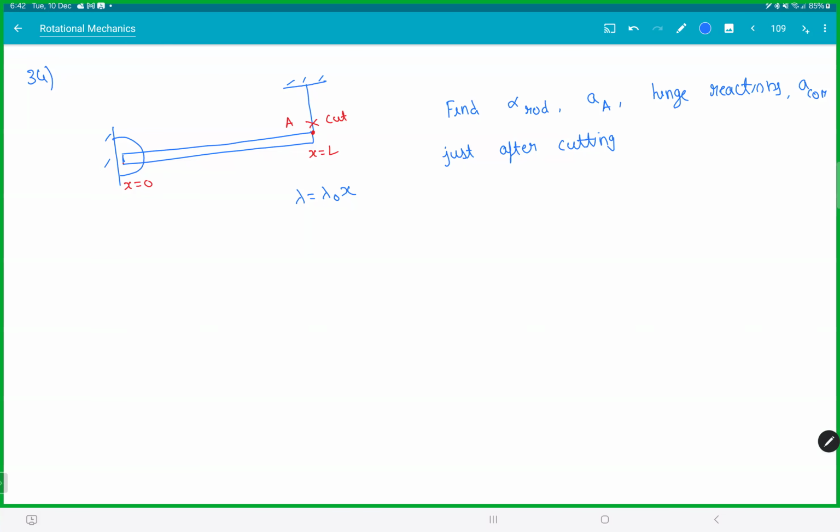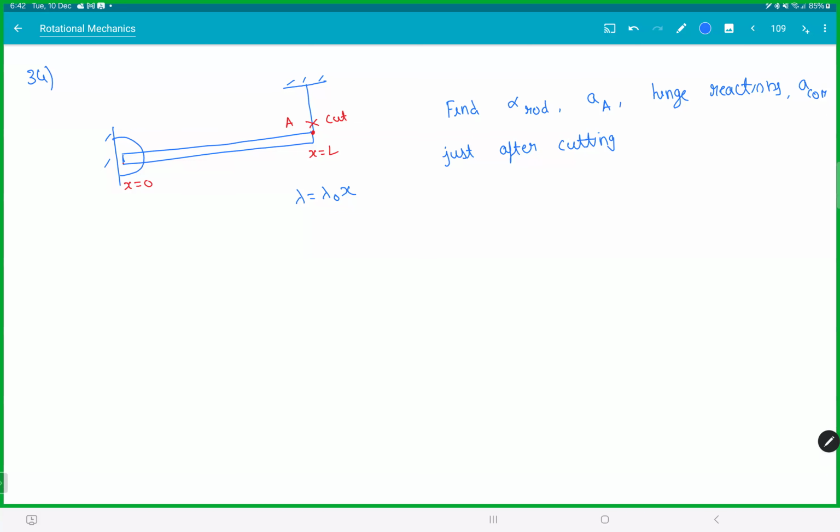I think I gave a tough one. I'll help you see. First thing, when you draw the free body diagram, you have to write mg. Where will you write mg from? Center of mass, isn't it? So first find the center of mass. Find the mass of the rod. Find the moment of inertia of the rod.